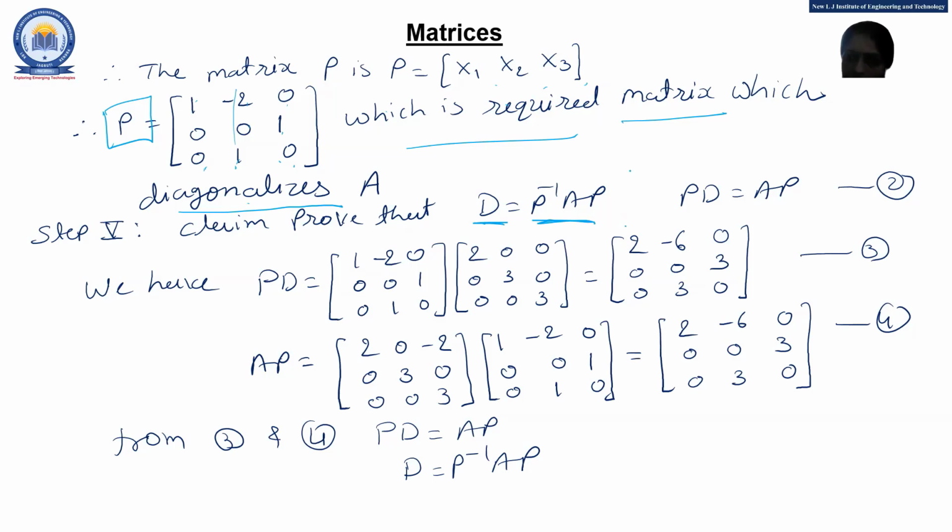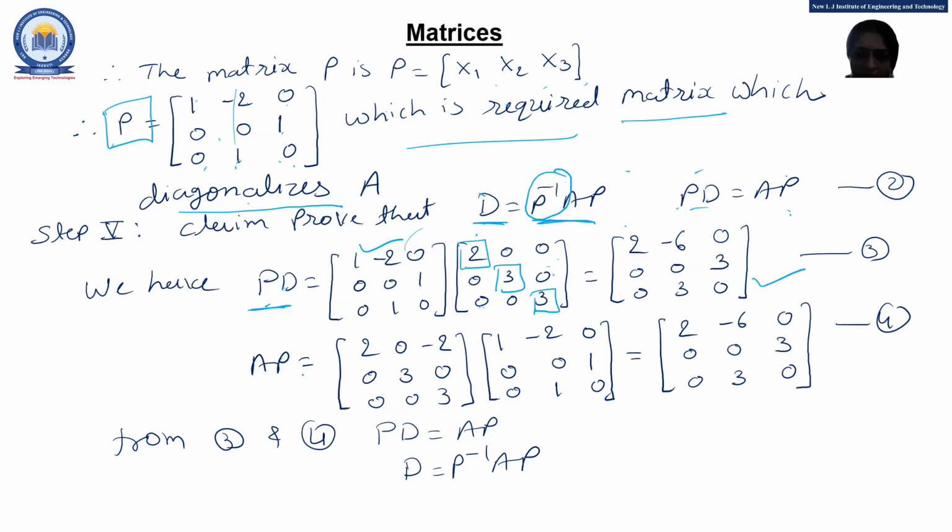Also, listen carefully, if I move P inverse to the left-hand side, then PD equals AP. So if I put PD equals AP, then it is also the same. So let's take PD. P is this matrix. D is what? D is the diagonalization matrix. What is the meaning of diagonalization matrix? Only diagonal elements are there and other elements are 0, right? So by multiplication of these two matrices, we get equation 3.